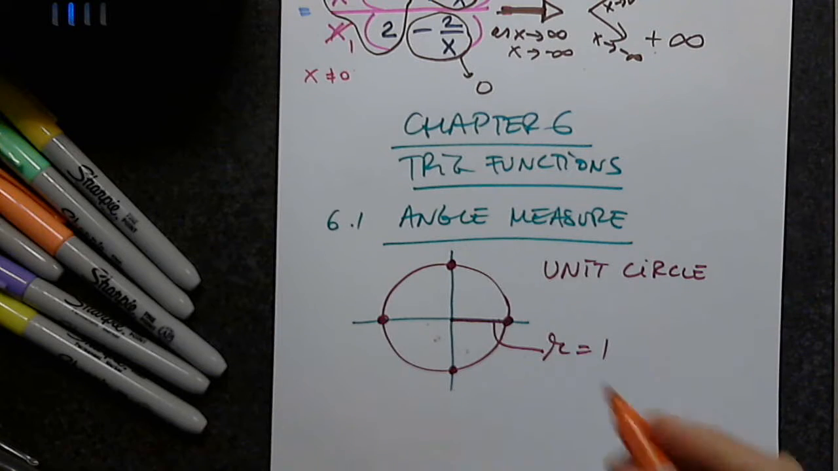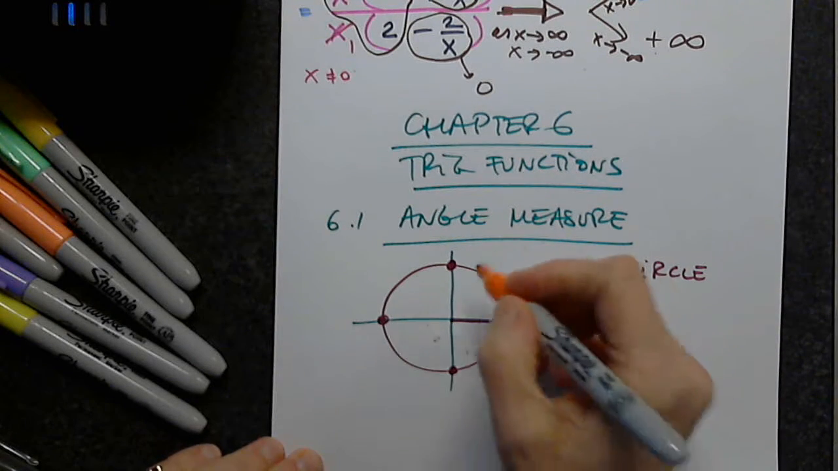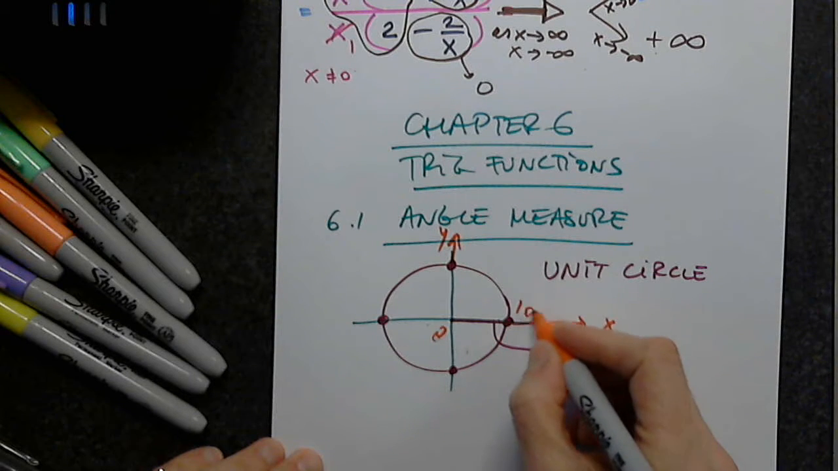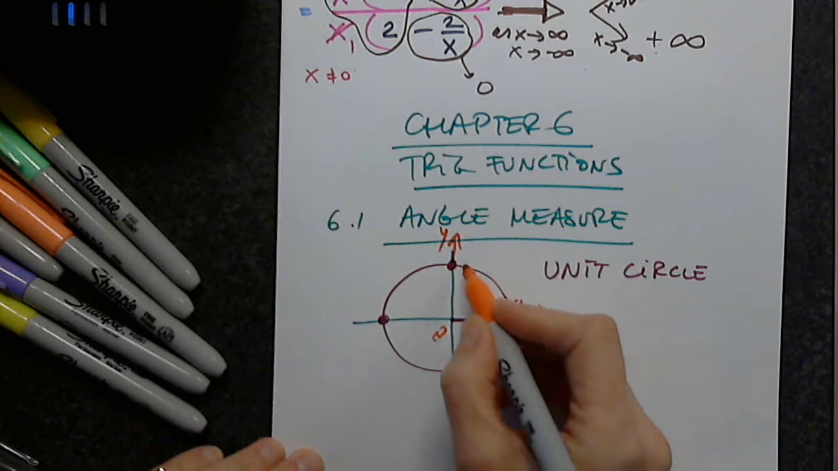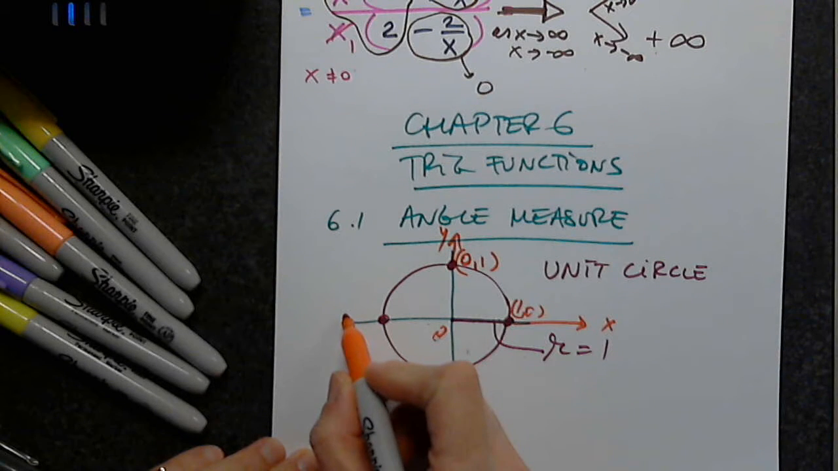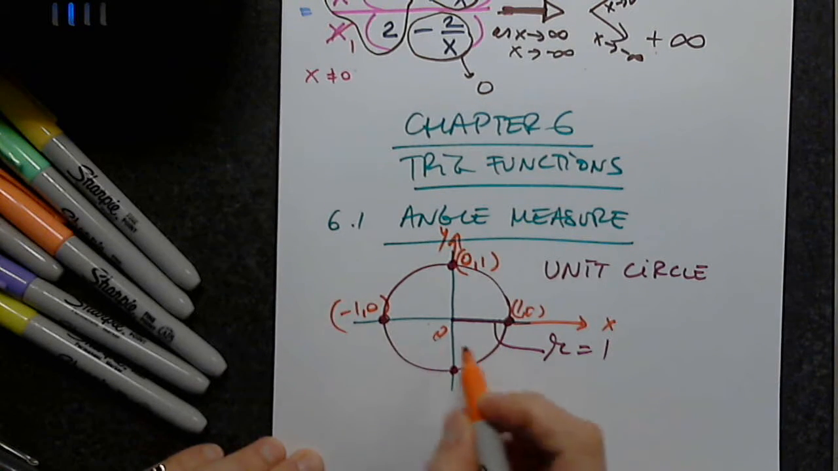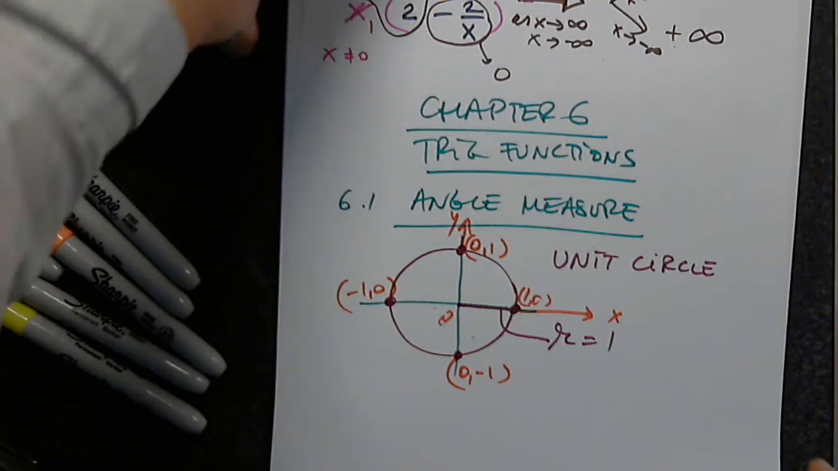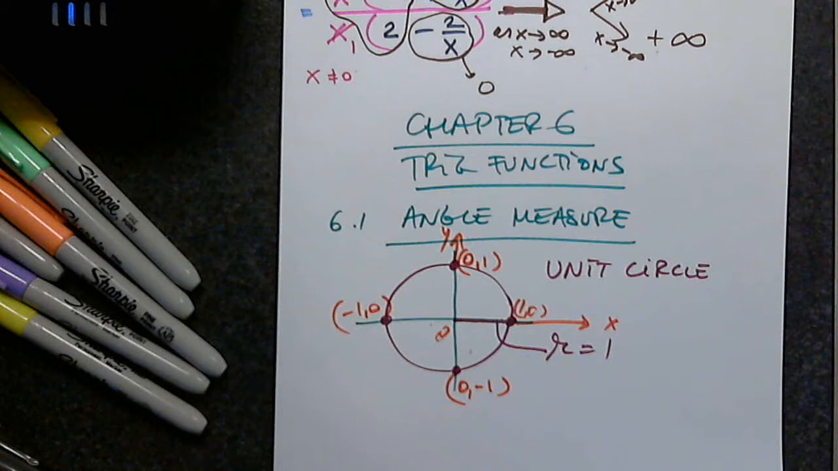Can anyone give us the coordinates of this point? Of course. 0, 1, 1, 0. Careful. So 1, 0. Yeah, 1, 0. 0, 1. Negative 1, 0. Perfect. And 0, negative 1. Perfect. So there's nothing to memorize here, right? So this is pretty clear.